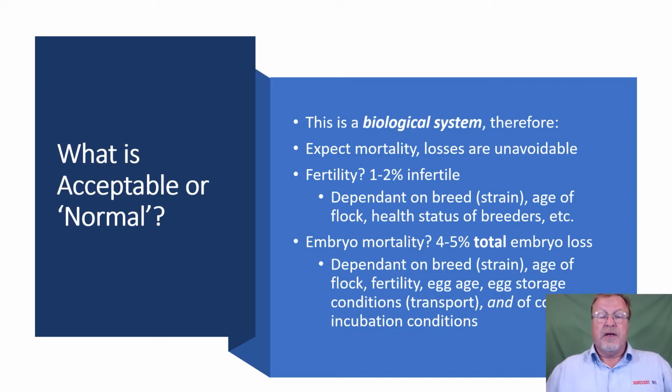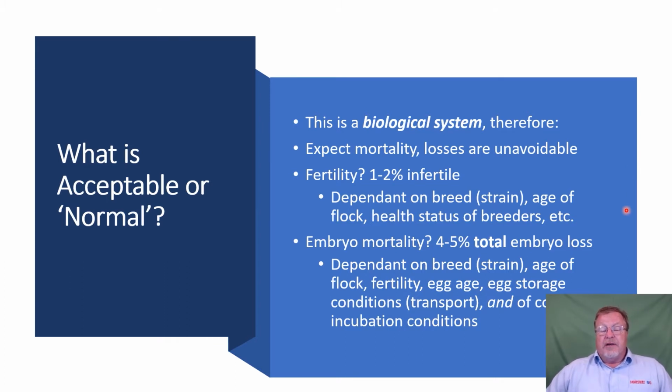when we're really trying to analyze some potential losses in hatchability. One thing to remember, this is a biological system. Therefore, we have to expect mortality. Losses are unavoidable. Fertility, 1 to 2% of our eggs will be infertile, and this is dependent on the age of the breeders, the strain of breeders, health status, things such as that.